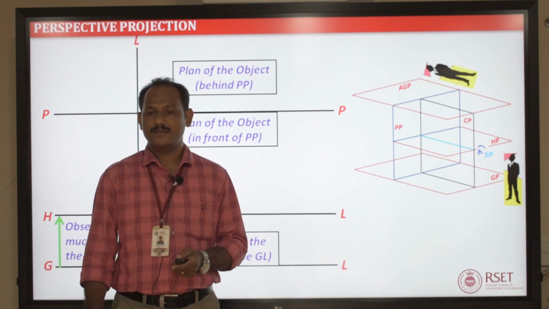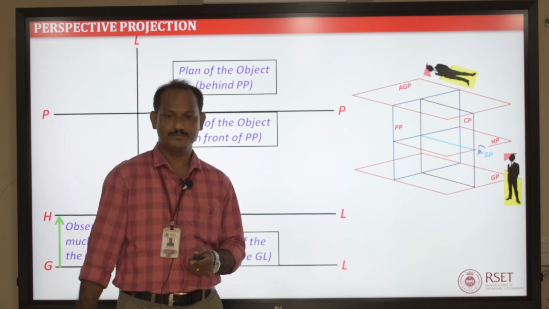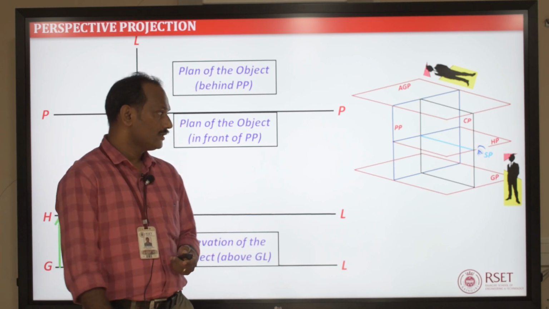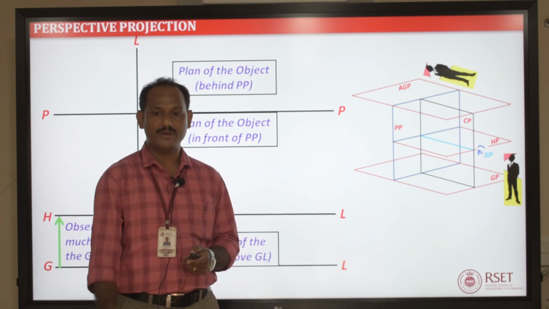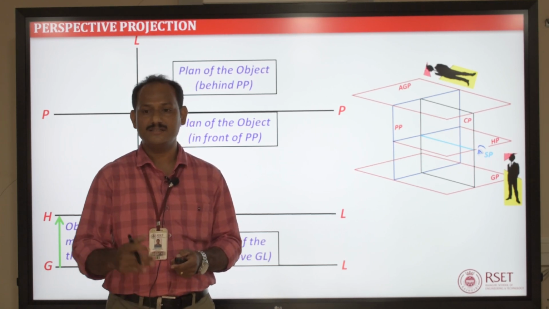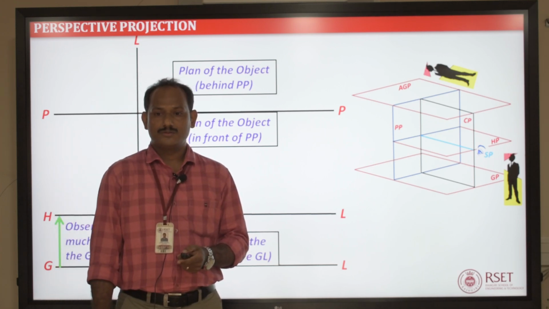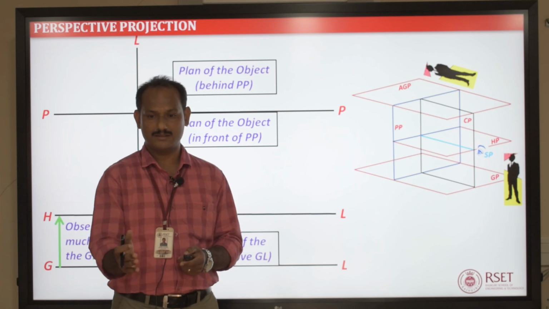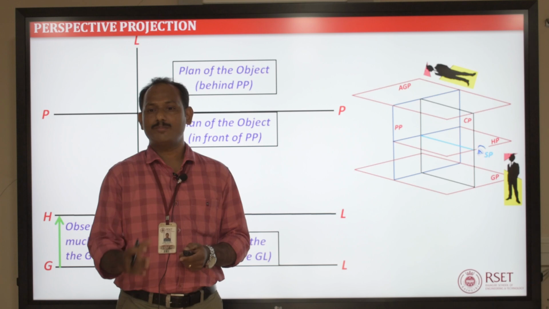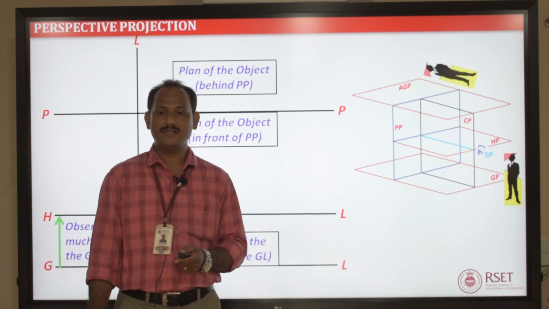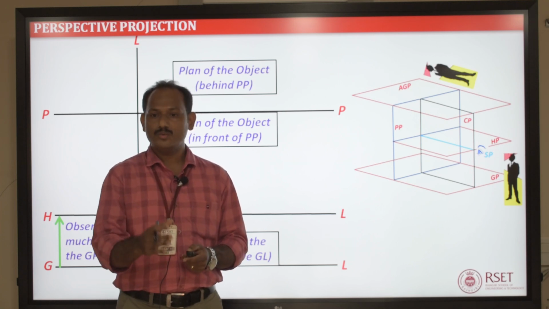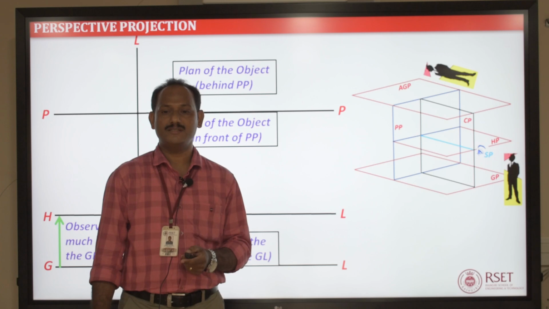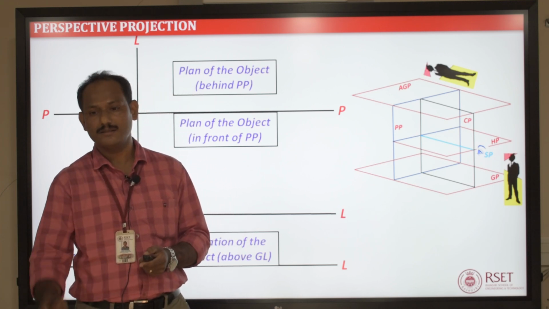Now, we need to locate the station point's front view and top view. To locate them, we need to locate the central plane, because the central plane is passing through the station point and it is perpendicular to both PP and GP. So, the central plane is always represented with respect to the object. Depending on the position of the central plane with respect to the object, you will get the central line. In front view and also in top view you can see the central plane as a line which is perpendicular to both PP line and ground line.